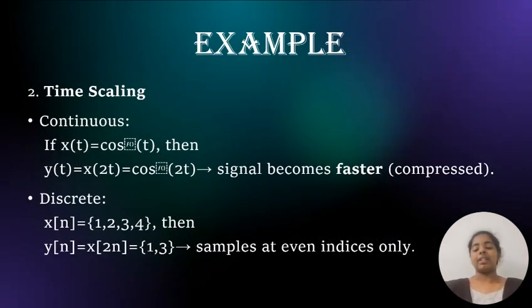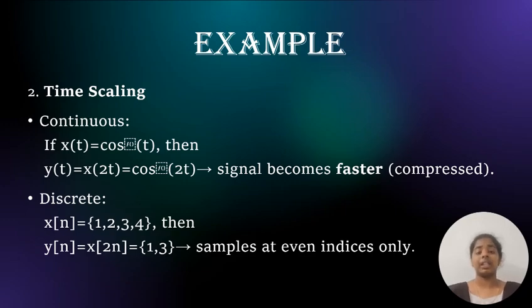Now let's discuss time scaling using an example. Continuous signal: x of t equals cos of t. Then y of t equals cos of 2t. Here t becomes 2t, multiplied by 2, so the signal becomes fast and compressed. As you know, if we multiply any signal, it gets compressed. If we divide any signal, it gets expanded.